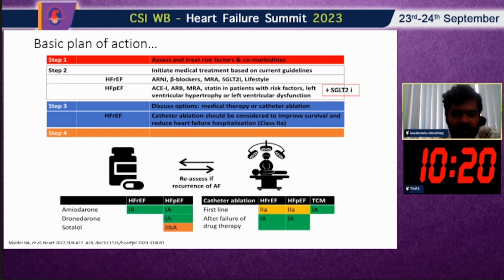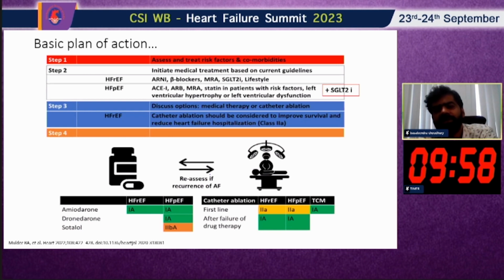of the management. And as far as HFpEF is concerned, ARNI may be used if the EF is on the lower side, but there is no strong recommendation for ARNI. So ACE inhibitors, ARB, MRA, all these are class 2B indications. We can try those things. And recently, over the last 2-3 years, SGLT2 inhibitors have come up with a stronger recommendation for HFpEF patients.